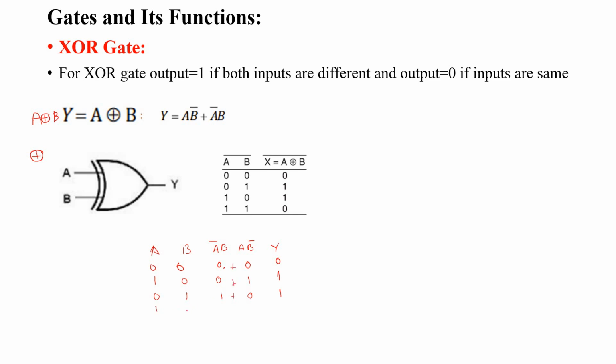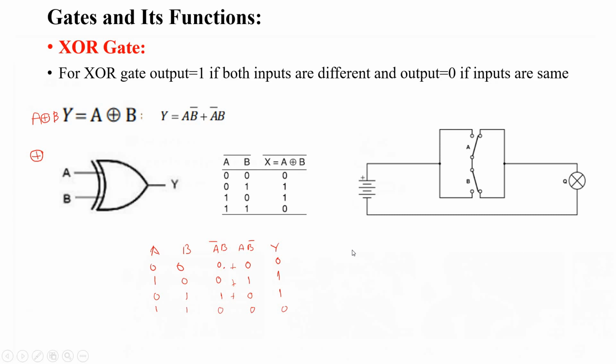Now let us consider A is 1 and B is 1. So obviously this will be 0 and this will be 0, so you will be getting output equal to 0. Right? So this is how we will work out the XOR gate. So this is the combination of the XOR gate, and electrically we can represent it like this. So you work on this one and just try to find out whether, according to the truth table I have shown over here, this circuit will work or not.